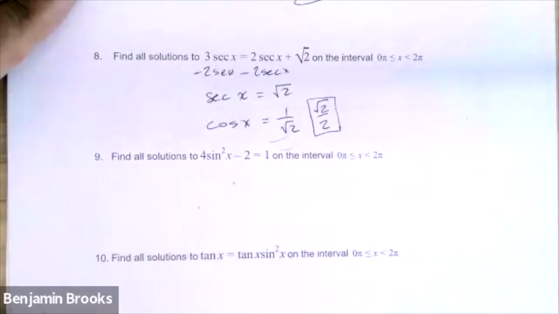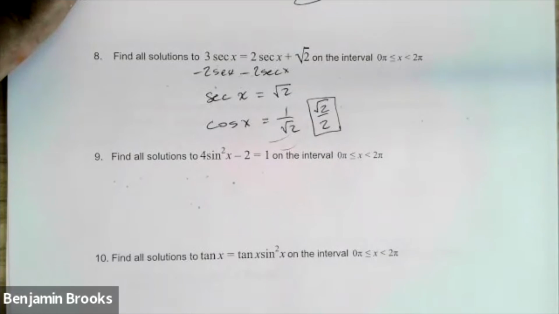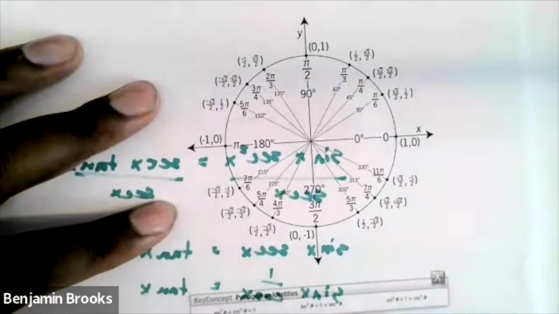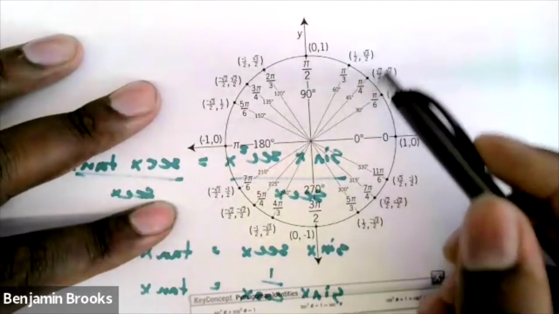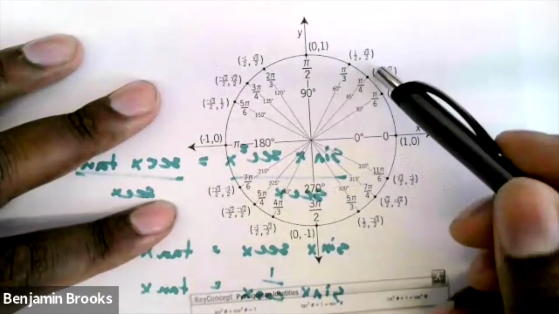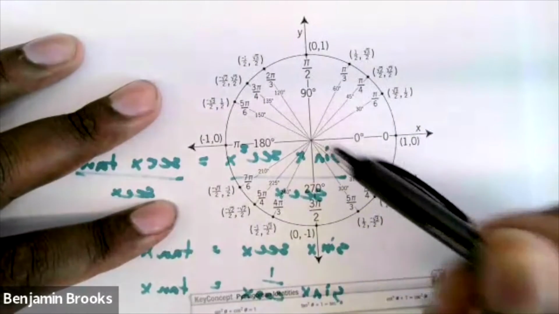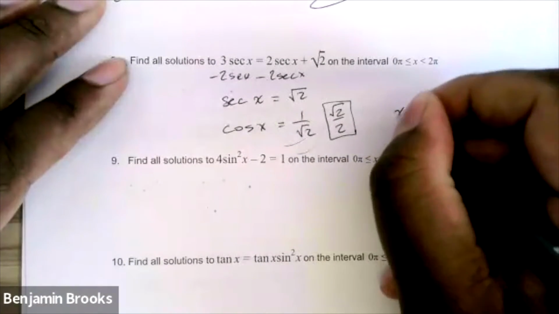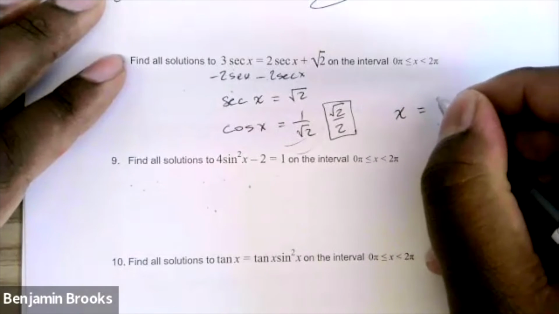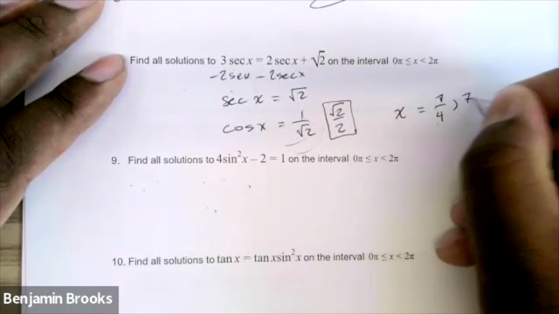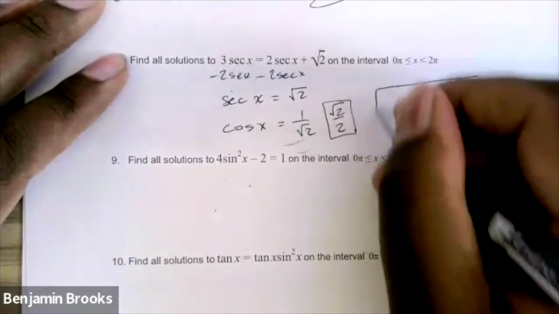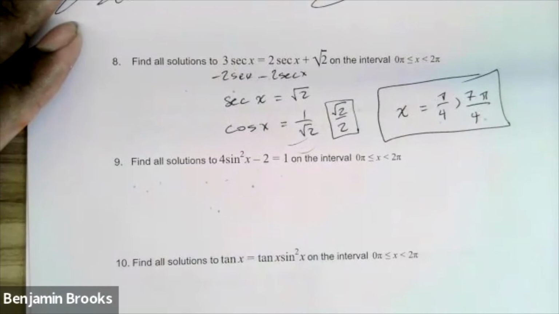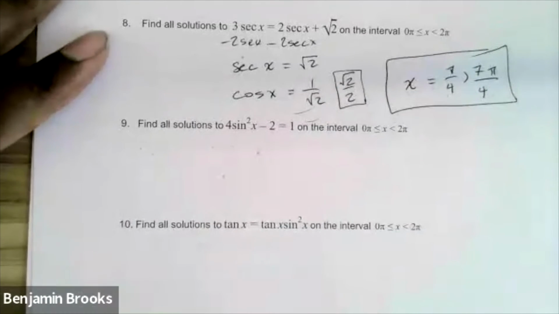All right, so we know there are 2 places where this occurs. Once again, you can go back to your unit circle and look for where cosine, or your x value, is root 2 over 2. That's here at 45 degrees or pi over 4, and down here at 7 pi over 4. So x is going to be pi over 4 or 7 pi over 4. I know I did that quickly, but we're running out of time, so I need to move forward. But does that make sense? It's what we've been doing the past week, so it should make sense.